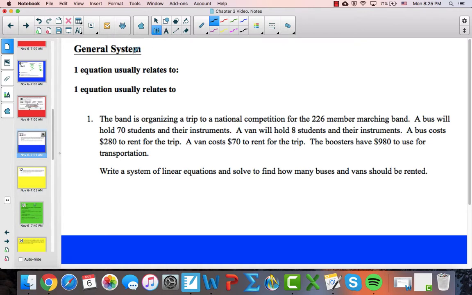So just a general system. A general system is a system in which one equation usually relates to the value of something, whether it be the monetary value or anything like that, and one equation usually relates to the total number of items.